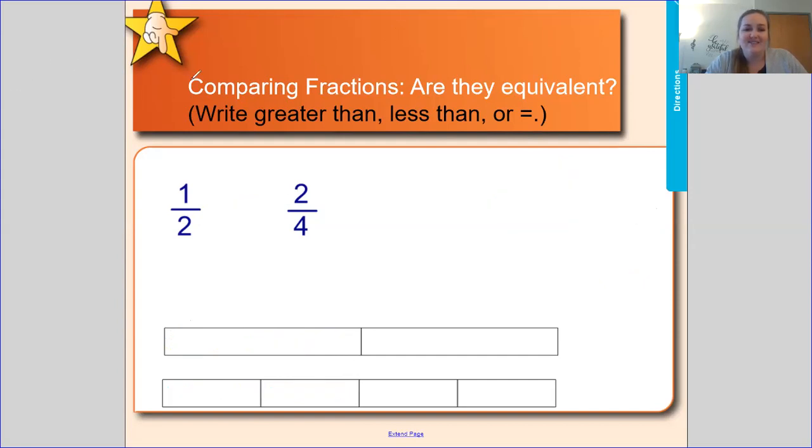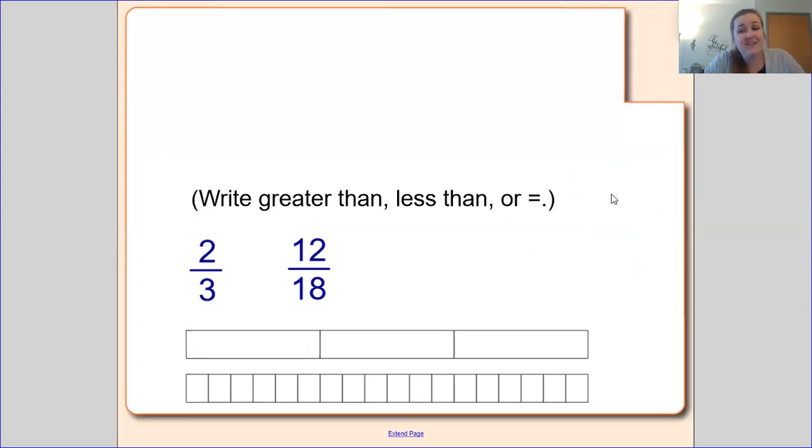Okay, let's move on to the next one so we can see what else we've got. Okay, so now here's another thing. This is where it gets tricky. When your fractions don't have the same denominator, it's hard to do it. So this is what I want you to think about, fraction strips.